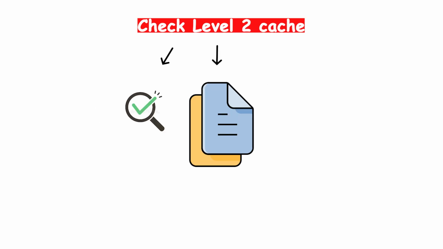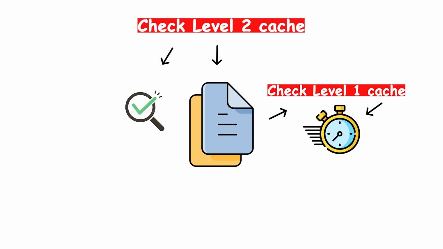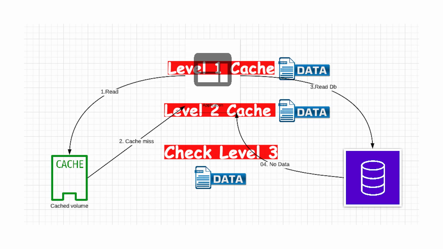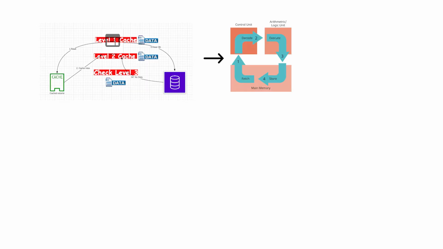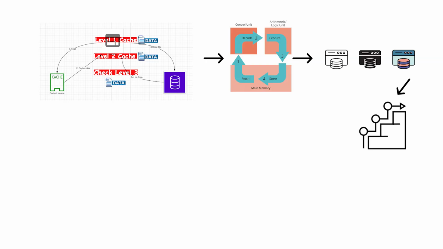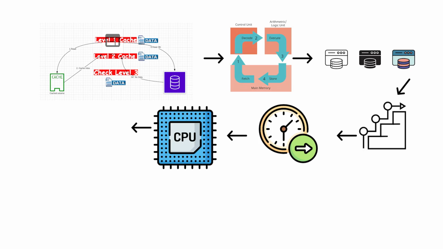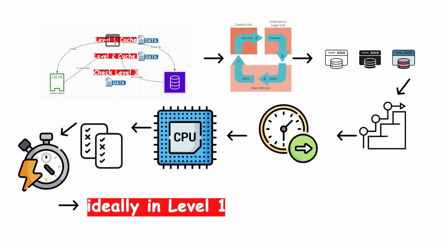If found there, copy it into level 1 for faster access next time. If still not found, check level 3. If found there, it's copied upward through level 2 and then level 1. If all caches miss, the CPU finally fetches the data from main memory, and it's stored in all cache levels along the way. This step-by-step process ensures that the next time the CPU needs the same data, it will find it instantly, ideally in level 1.